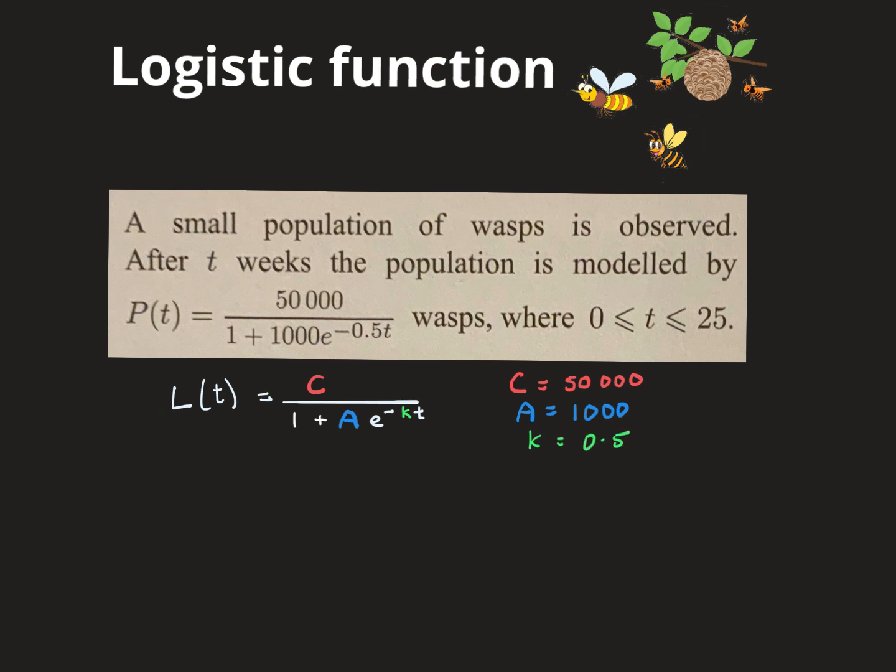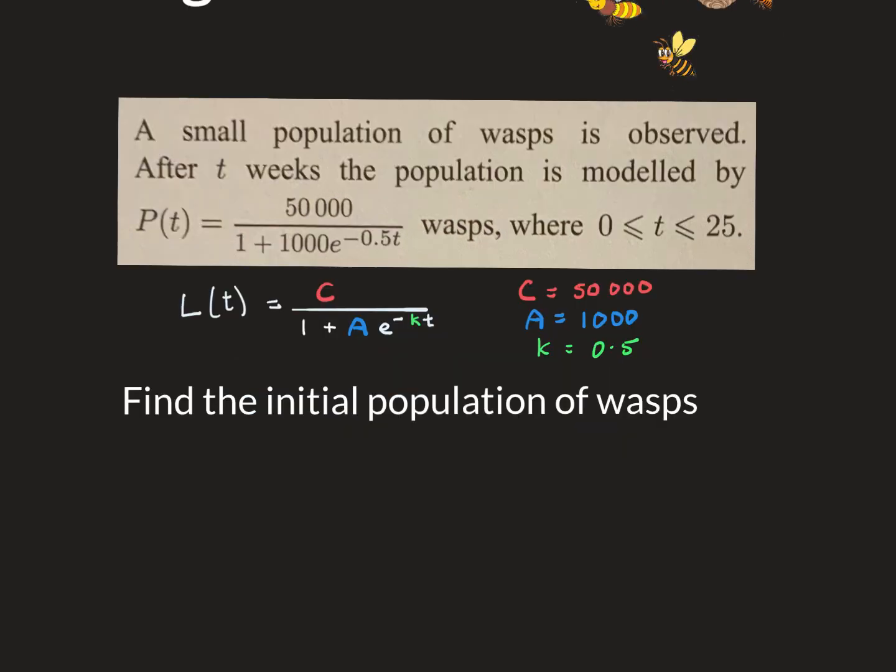And note it's not minus. The minus is not part of the K value. Typically, you might be asked to find the initial population of wasps. And since t, the time here, refers to initially 0.